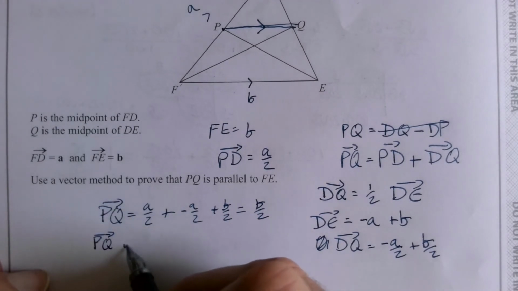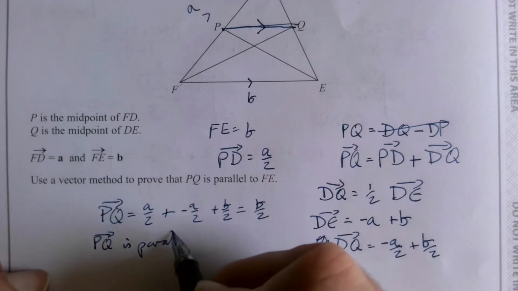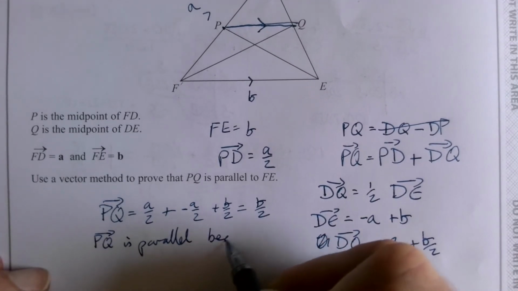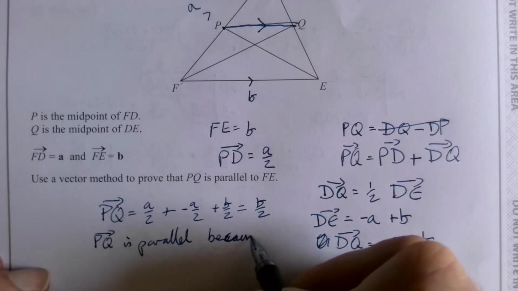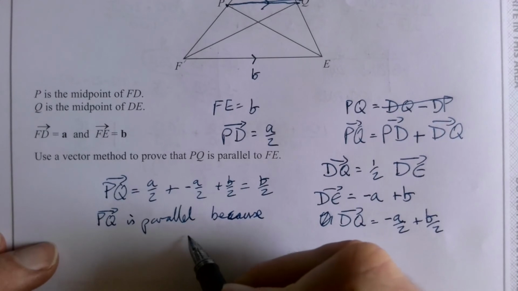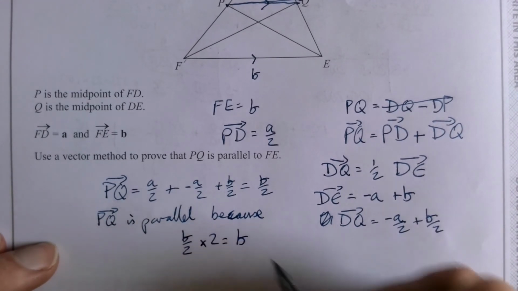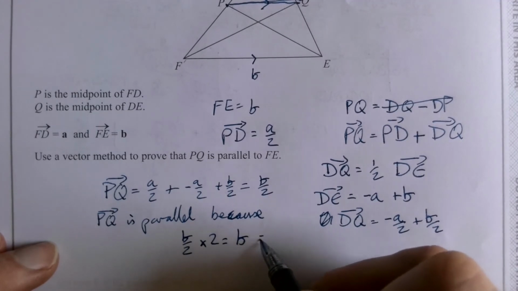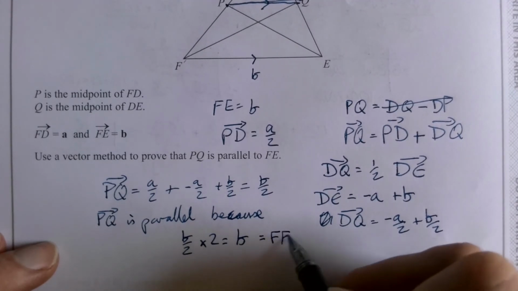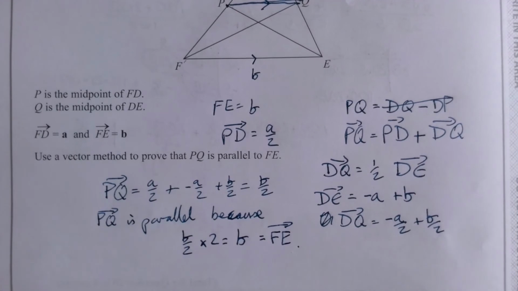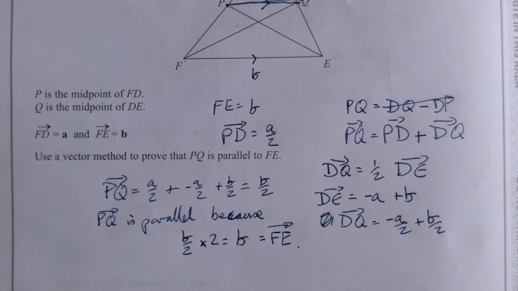PQ is parallel because B over 2 times 2 equals B, which is F to E. And that's all it is. Practice vectors, they always come up. And once you've got the hang of them, they're not that bad. And they're a real key to A-level 2.